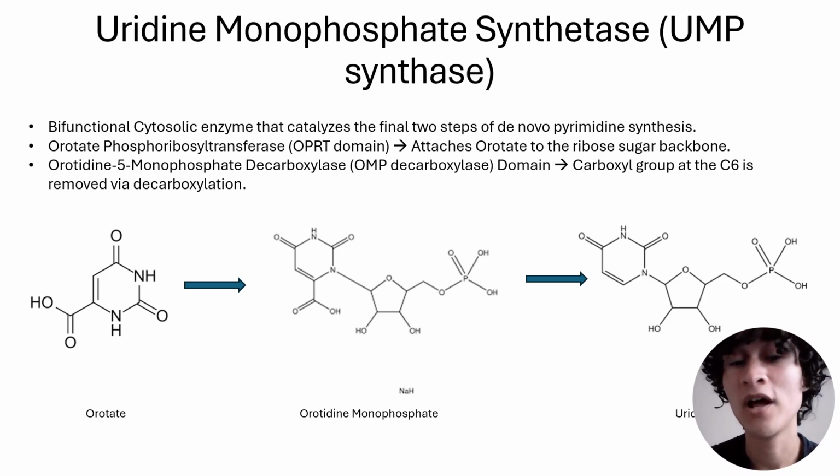And before we look at the next steps, they will result in the formation of our uridine monophosphate. Uridine monophosphate is the foundation for thymine and cytosine synthesis, if you like.